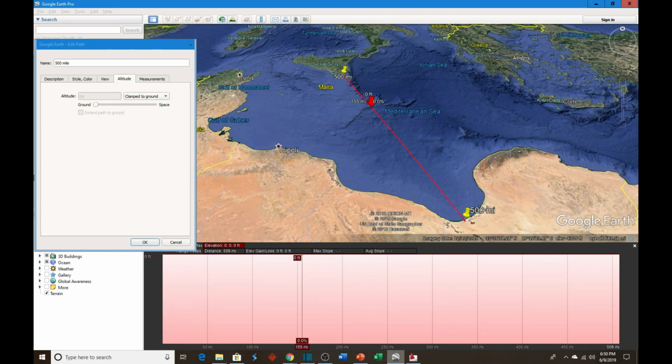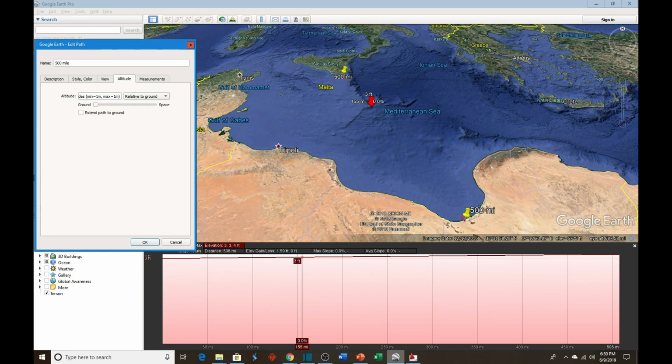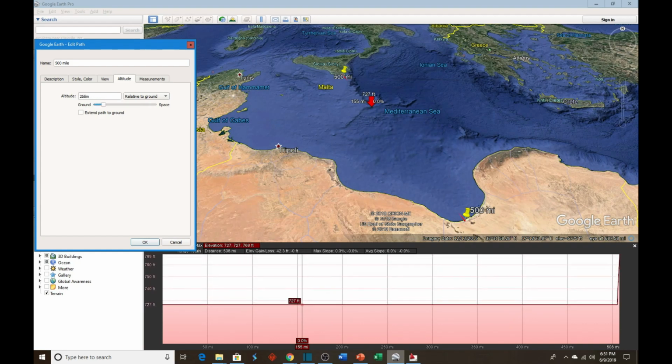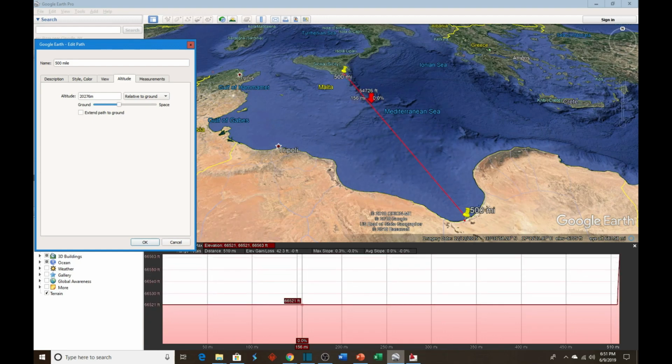Well, what happens if we change clamped to the ground to relative to the ground? Where did the line go? Well, let's see. We have an elevation of nothing right now. Let's increase our elevation and see what happens. I see the line growing, Kiwi. And watch. There you go.